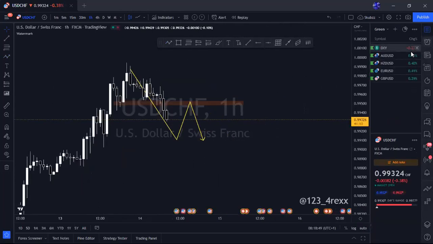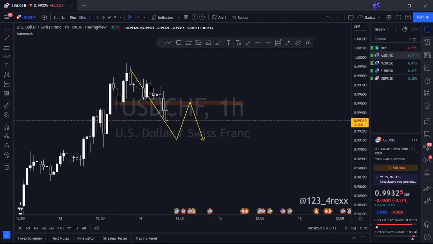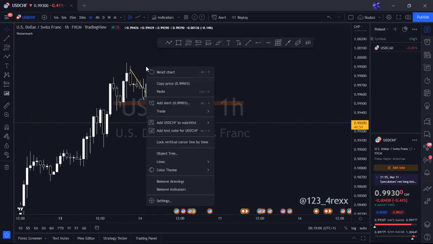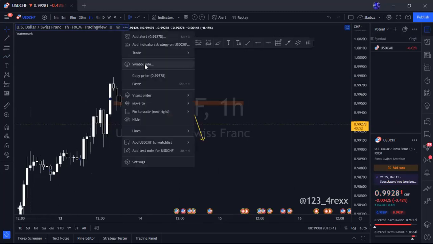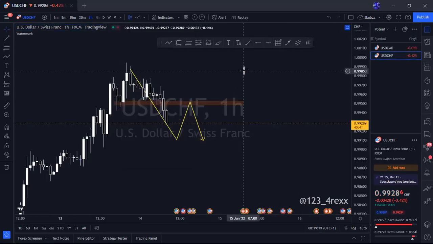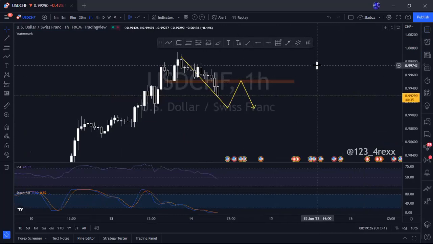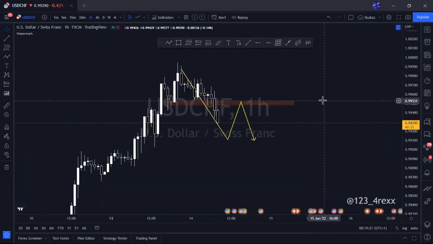Let me add it to potential. I want to add this thing out. Let's also add this thing. Add CHF to watch this potential, which I'll be keeping an eye on for today and see how it goes. Okay, that being said, this is the last pair we're actually going to look at today.